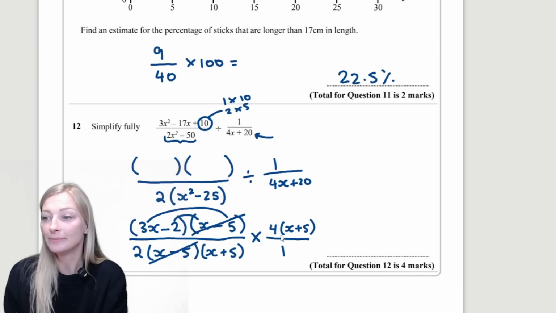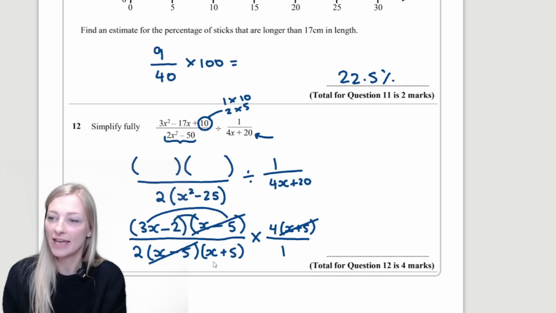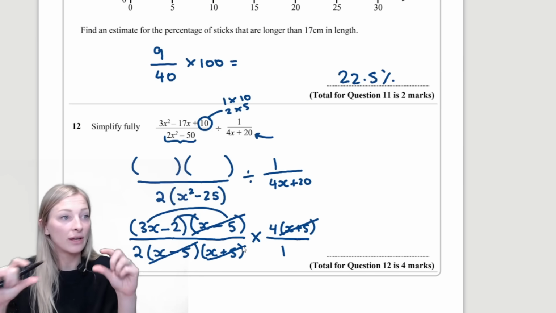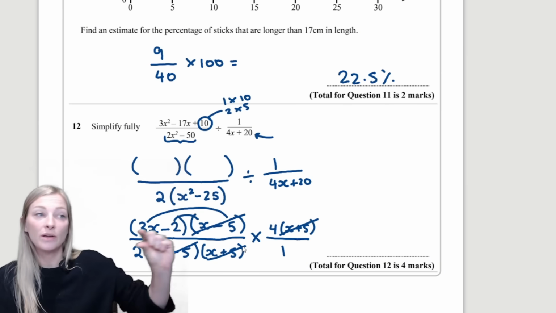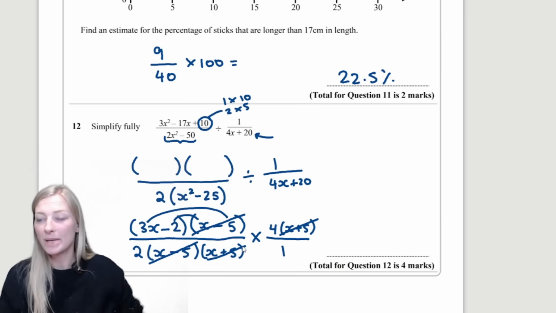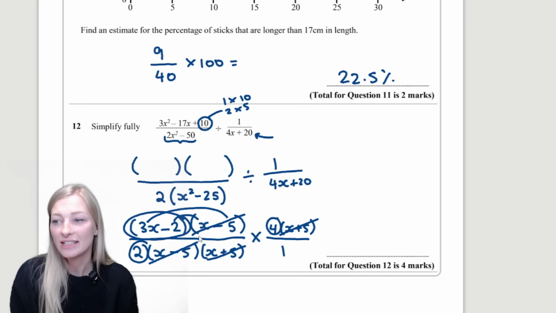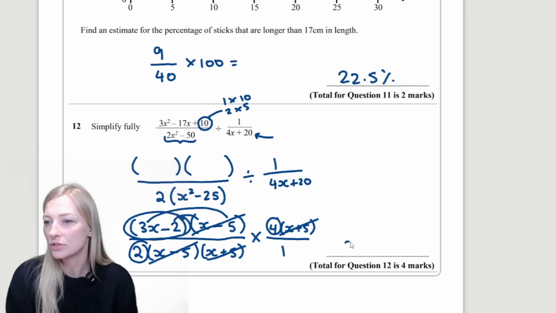And now we can see that the x add 5 here can cancel with the x add 5 here. That works because we're multiplying. So we can treat this as one big numerator and one big denominator. And what does that leave us with? Well, we've got 3x minus 2 left over here. And I've actually got a 4 left here, but I've got a 2 left here. So 4 divided by 2 is 2. So that leaves us with 2 lots of 3x minus 2.